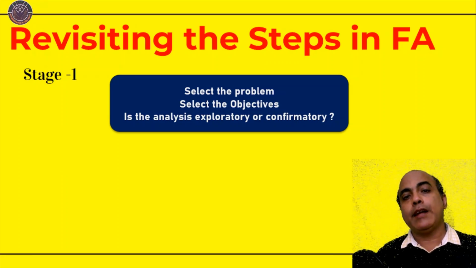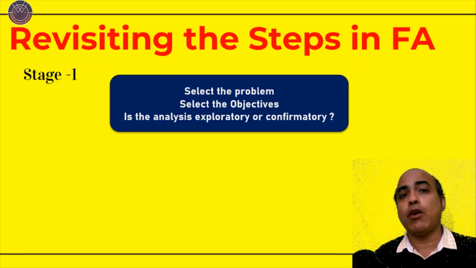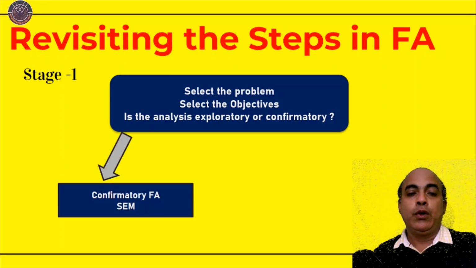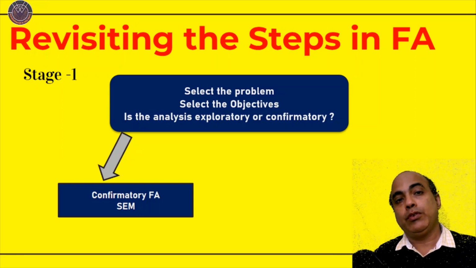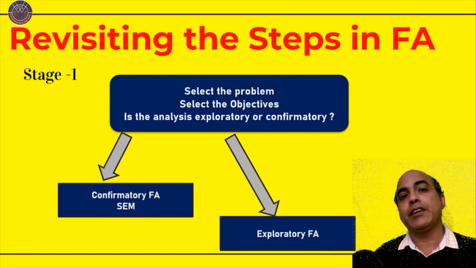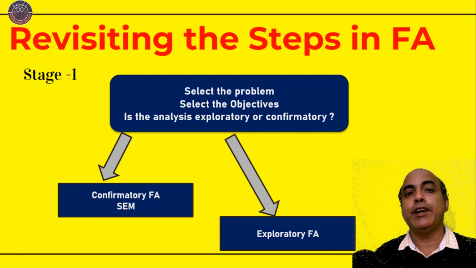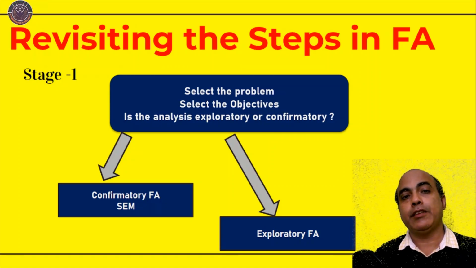Based on that, we decide whether we have to go for CFA or EFA, that is, confirmatory factor analysis or exploratory factor analysis. If the relationship among the items is not known, then we go for exploratory factor analysis. But if there is a certain type of relationship that we already know, and we are just trying to confirm that set of relationships with the data collected from the real field, then we have to go for confirmatory factor analysis.